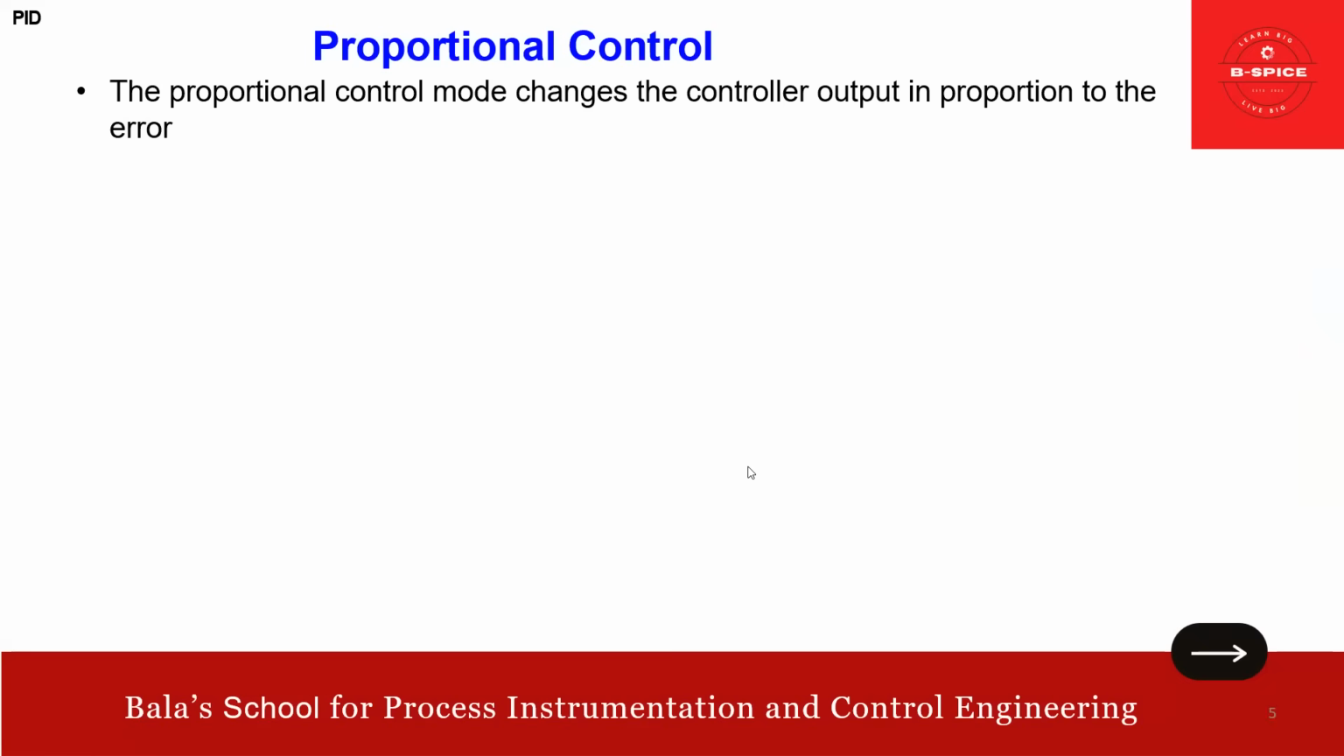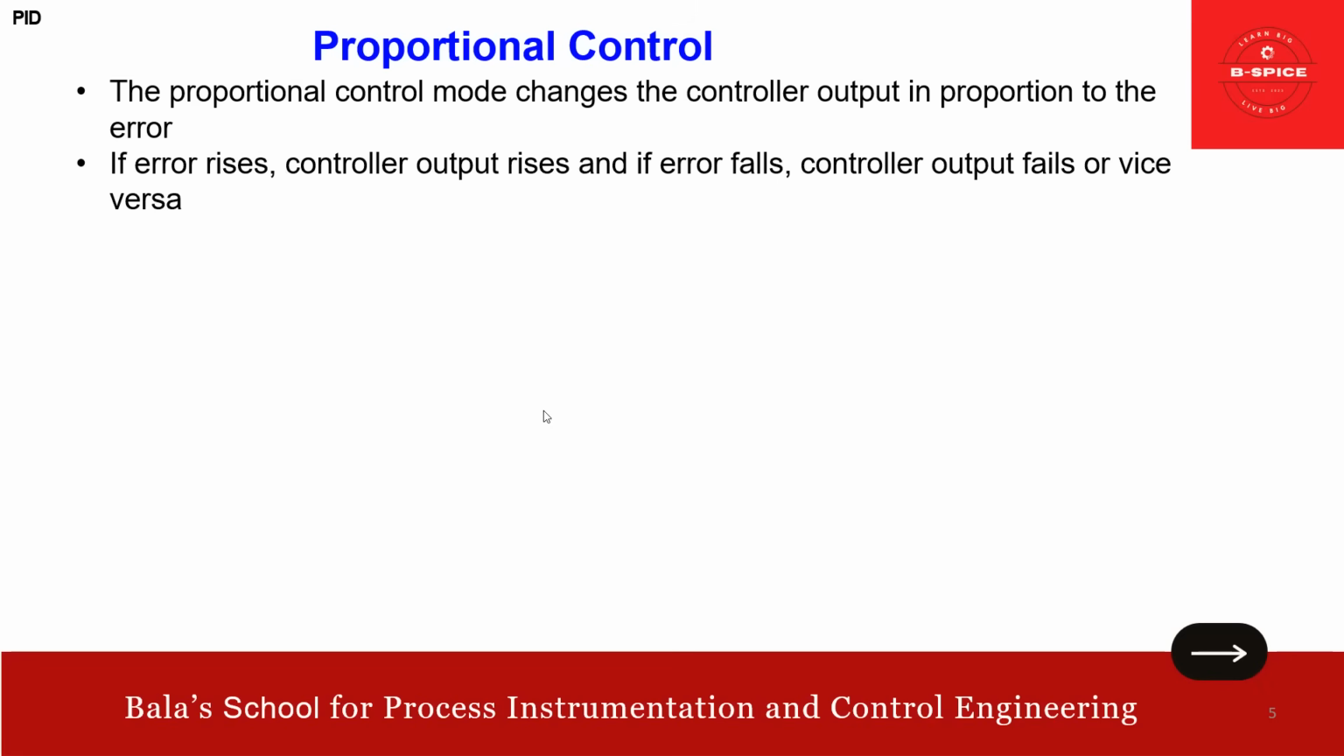Yes. Okay. Now, the proportional control mode changes the controller output in proportion to the error. This is a proportional control, a P control. So in this, what is happening? The proportional control mode changes the controller output in proportion to the error. So that is the point. See, if error rises, controller output rises, right? Okay, this is the point. If error rises, controller output rises. And if error falls, controller output falls. This is a typo error, controller output falls, and vice versa. So this is how it works.